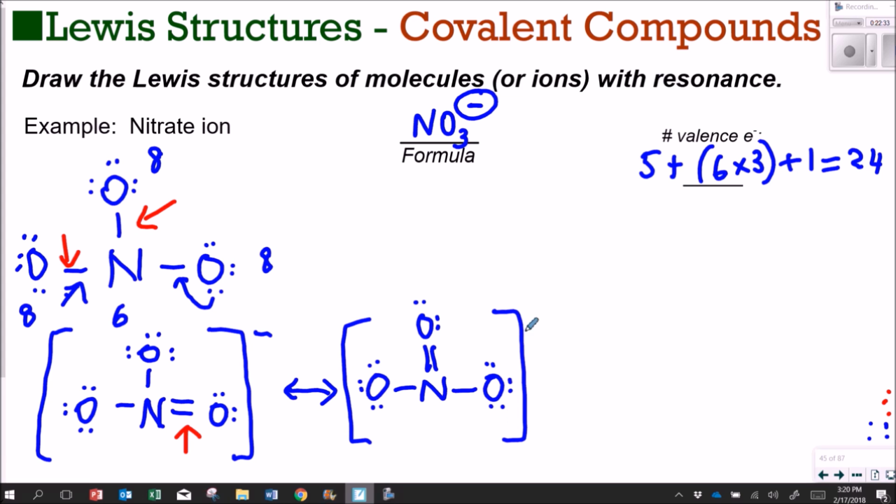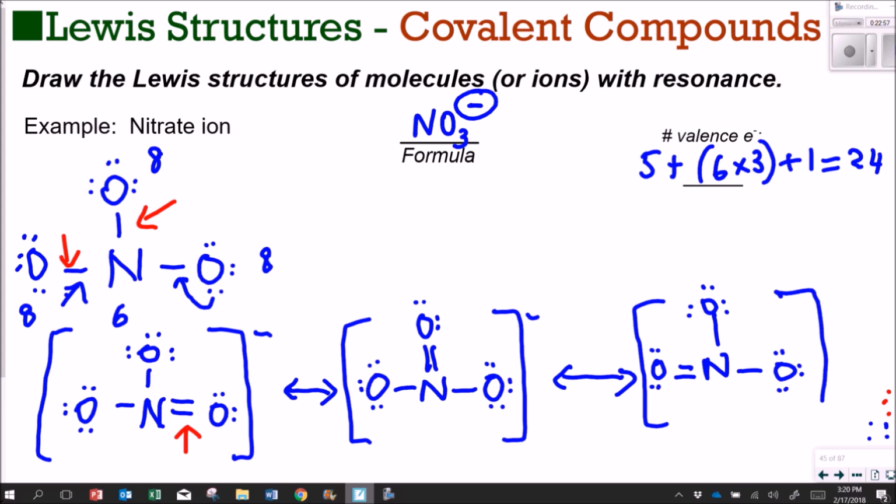And we close the bracket and keep the charge. And we draw the 3rd resonance structure, this time with the double bond on the left. And we close the bracket and put the charge. So these are the 3 resonance structures for the nitrate ion. And you have to draw all 3 to be correct.